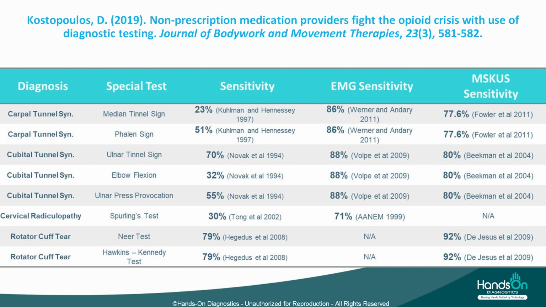Well, what it means is that when you have 100 patients in a room, and you know that all of them have cervical radiculopathy, all of them have a pinched nerve in the neck, a Spurling's test will be positive in 30% of those cases. So that is not really enough of a sensitivity of a test, right? It may be specific, but not sensitive enough.